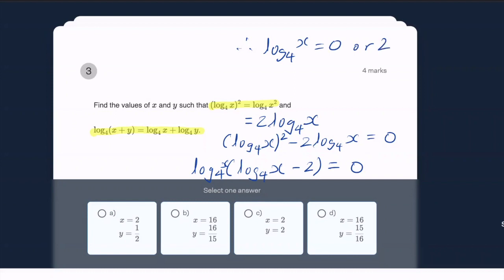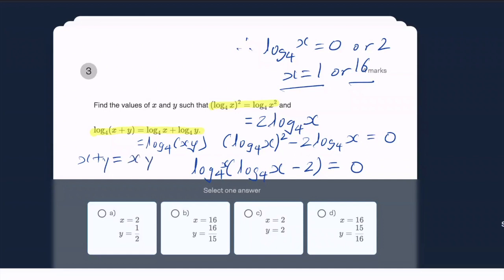Which means that x must be equal to 1 or 16. Yeah, so that's 4 squared. So we have two values here, but they may not all apply. So let's look at the second equation. I definitely want to merge the two terms on the right hand side, and I get x plus y is equal to xy.